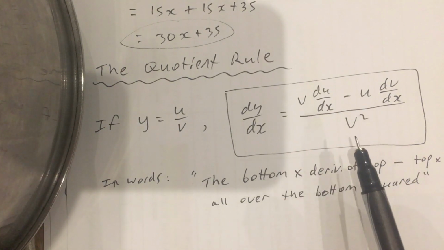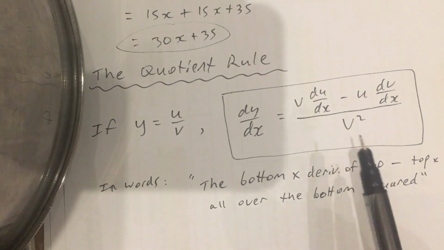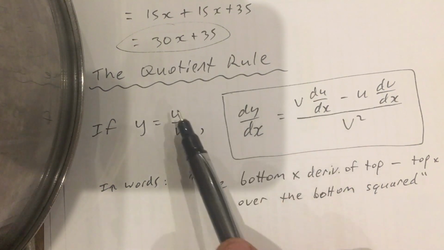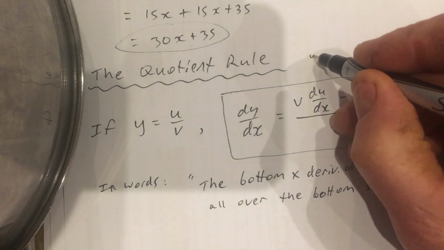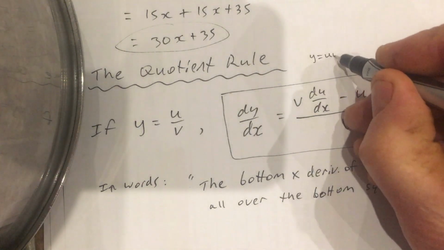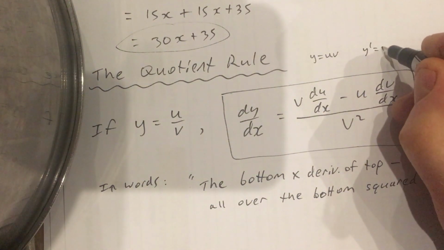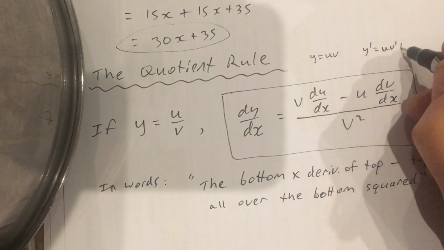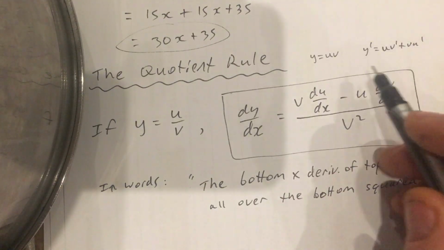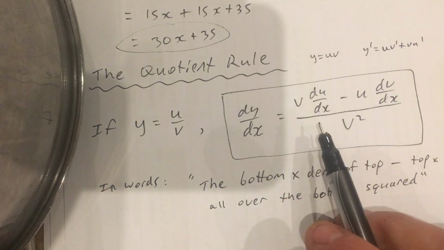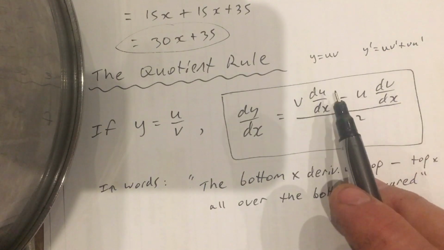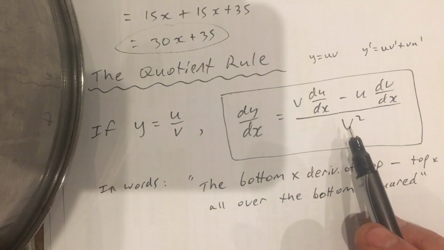Well, it's really similar to the product rule in a way, because it is using the top and the bottom instead of the first and the second. I'll just quickly write y equals uv here. This is the product rule up the top. Y dash equals uv dash plus vu dash. So it's kind of similar to that, except it's actually the other way around to begin with, and it's got a minus, and of course it's a big fraction anyway.